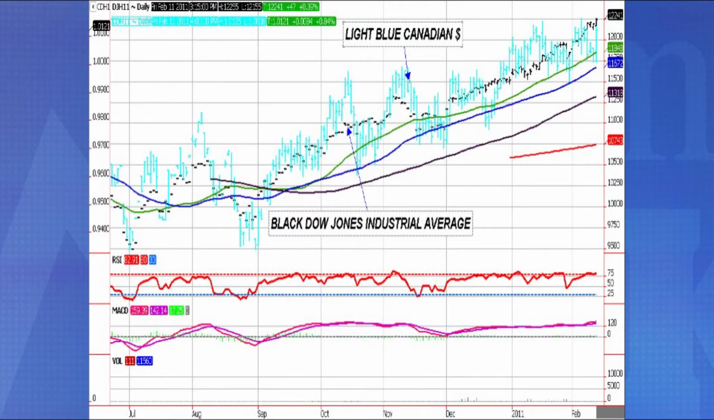When trying to project forward or predict the Canadian dollar and where it's headed in the future, use the Dow Jones Industrial Average. Why use that? Well, you can see from the chart that I've provided that there's a huge correlation, actually an opposite correlation. When the Dow is rising, the Canadian dollar seems to be falling and vice versa. There's always an exception to the rule.